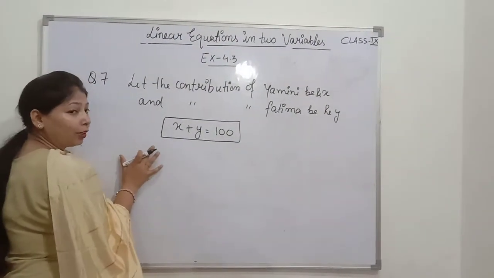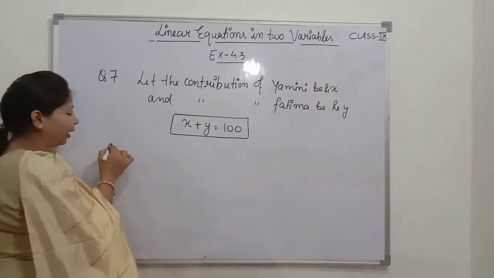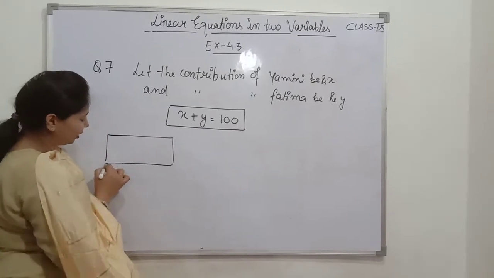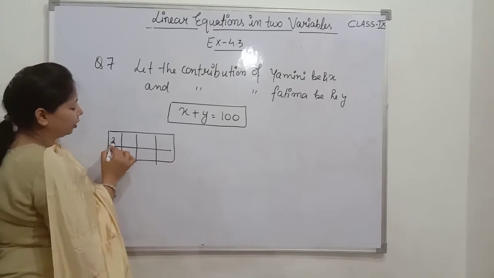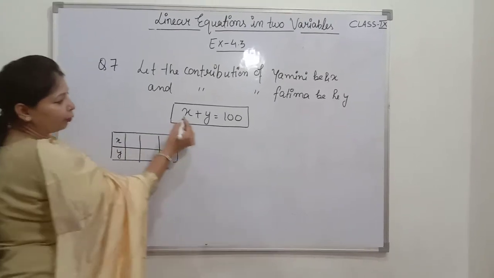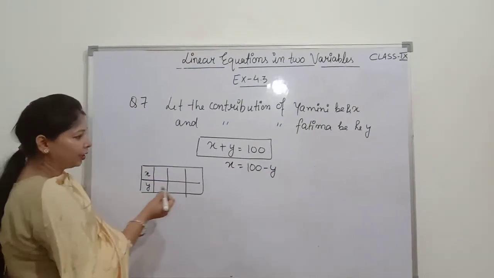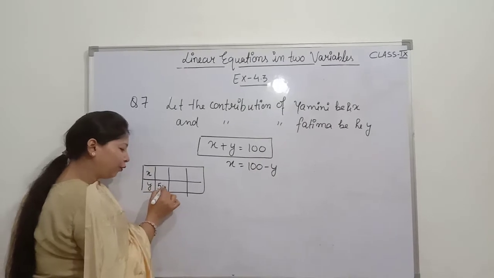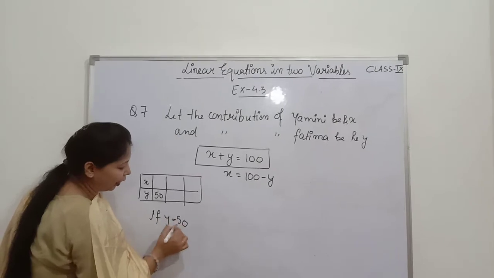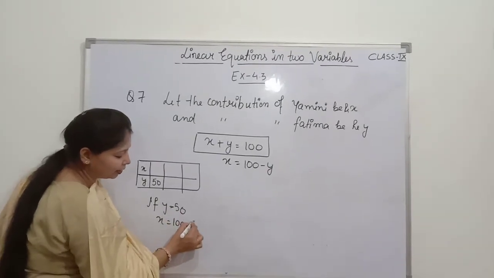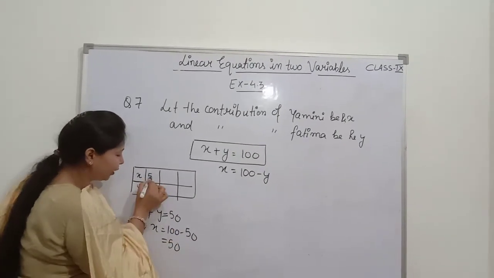Now I have to plot this equation. For plotting this equation, you know that first we have to make the solution box. This is my solution box. Now here I put x and here I put y. From this equation, x is equal to 100 minus y. If I take y equal to 50, then what is the value of x? x is equal to 100 minus 50. This becomes 50. Obviously 50 comes here.